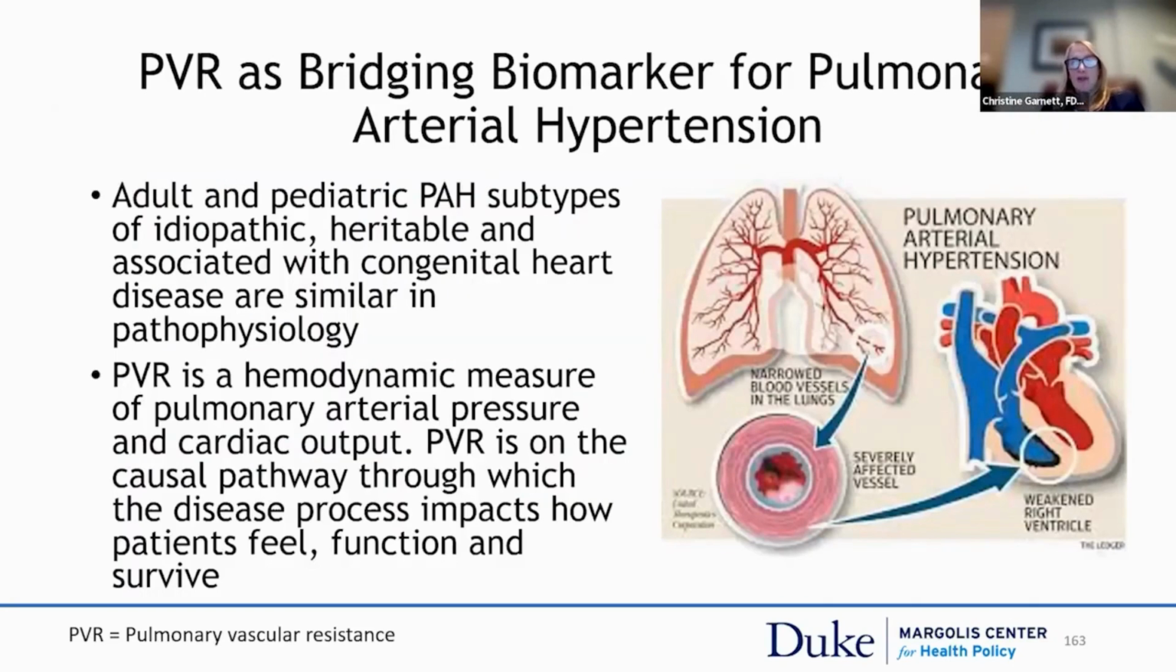Pulmonary arterial hypertension, again, is a rare disease with a diverse cardiac, pulmonary, and systemic disease that has significant morbidity and mortality. Pediatric PAH shares very similar disease with adults, and clinical experts have agreed that the disease is similar enough for pediatric extrapolation. And so pulmonary vascular resistance is a hemodynamic measure of the pulmonary arterial pressure and cardiac output. And PVR is on the causal pathway through which the disease process impacts how a patient feels, functions, and survives.